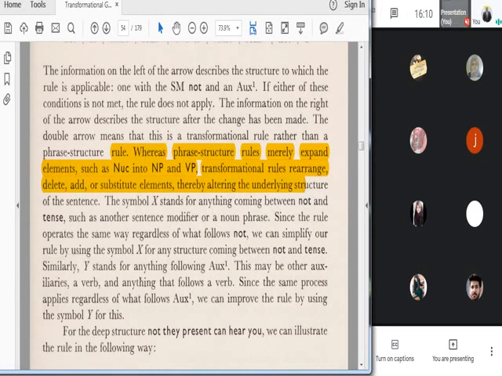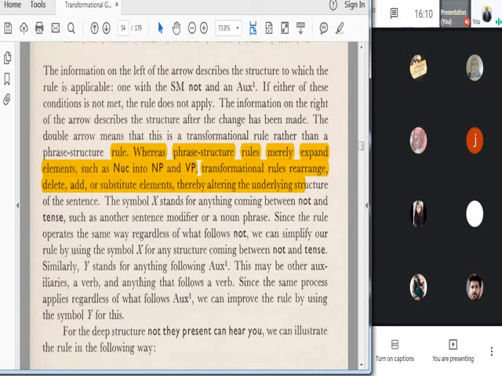Is the idea clear? Why do we call them transformational processes? Because they either rearrange, delete, add, or substitute. That's why we call them processes.